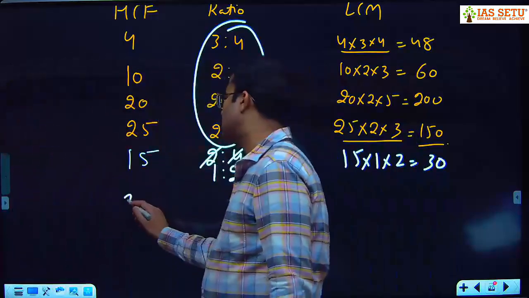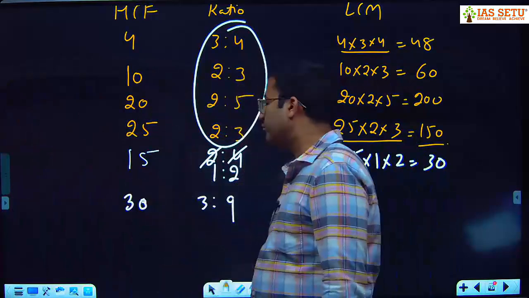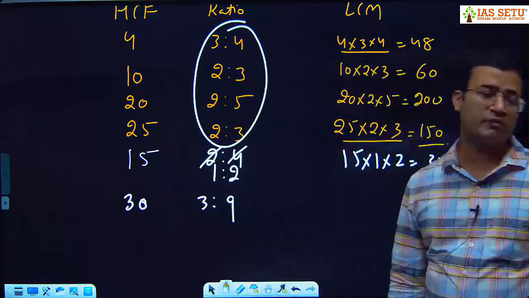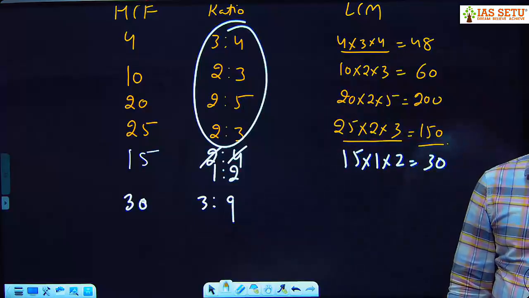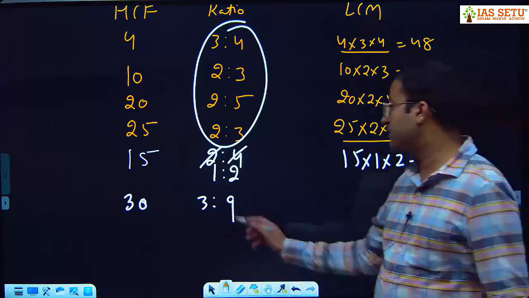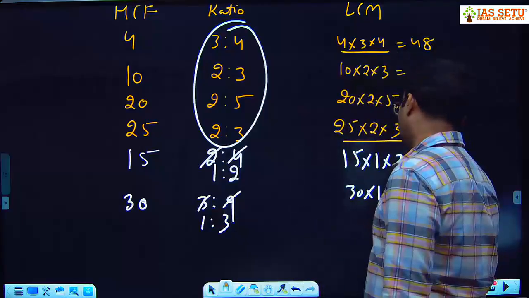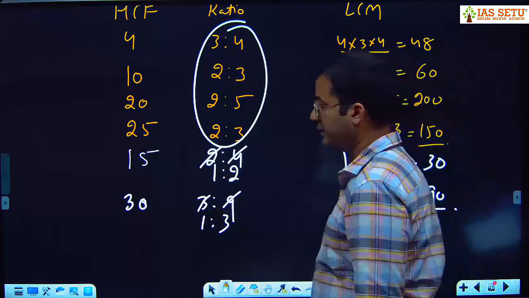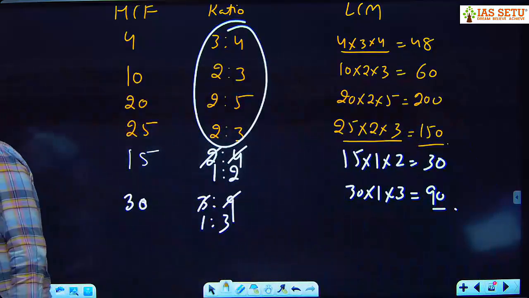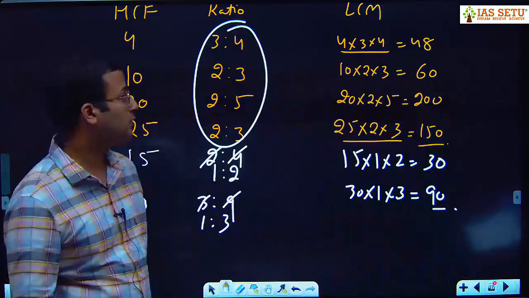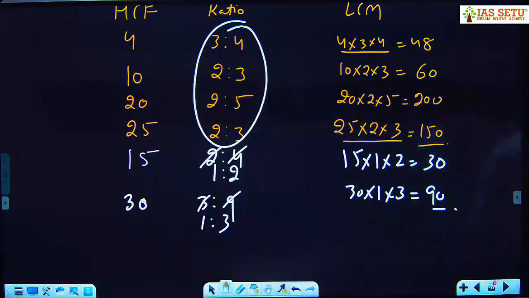Try one more question. HCF of two numbers is 30. Ratio is 3:9. Find LCM. First simplify this. This is 1:3. 30 into 1 into 3. What is your answer? 90. Okay. Fine. Any doubt?